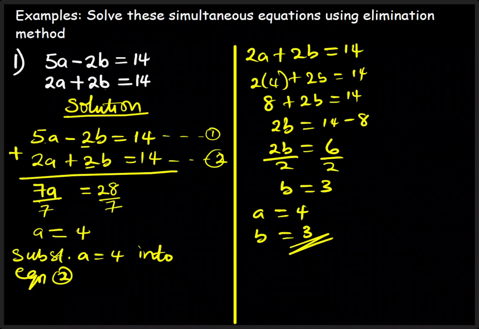Alright, so that's what we have solving this using the elimination method. Right, let's go to question number 2. You can do your check for yourself. You can substitute the values of a and b into equation 1 and equation 2, and then check if they are going to give you 14 and 14.